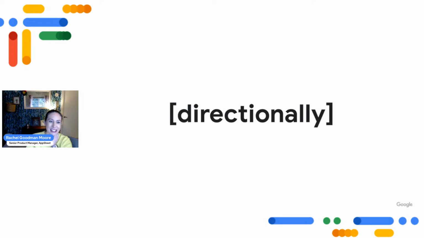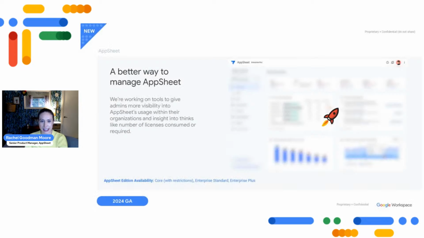Well, let's talk about what's next. And I guess a disclaimer before we go into this in any more detail than we already have. Everything we're talking about here is directional. This is not exactly what you will see or pixel perfect, if you will, but I did want to give everyone a sense for the things that we are thinking about, the direction that we're moving in, and how we are investing in the things that AppSheet admins need.